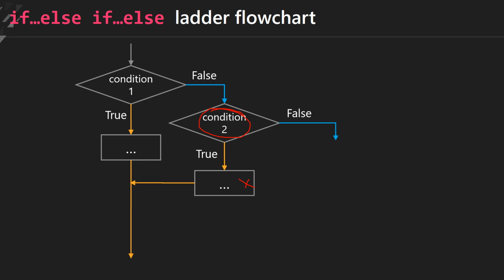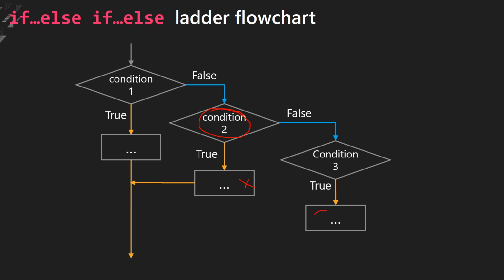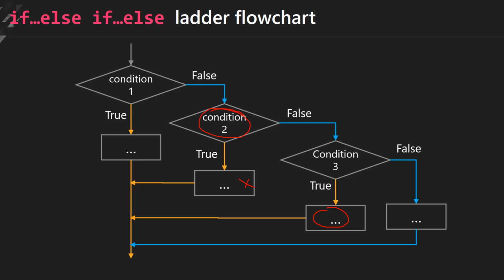If it is false, we go and check condition 3. If that is true, we execute this part, then follow the rest of the program. If it is false, we go and check the other condition, and we keep on checking one after the other. This way you can write the flowchart for any given problem. I hope you understand the descriptive way as well as the flowchart; picturize it and try to use that in your program.